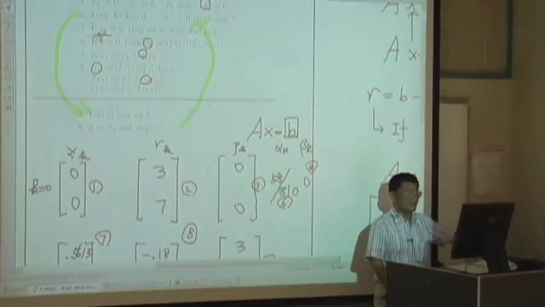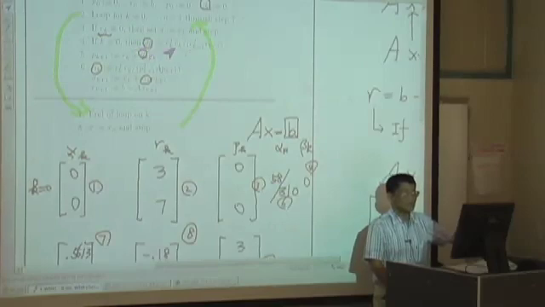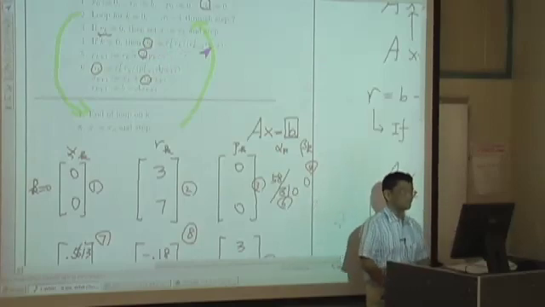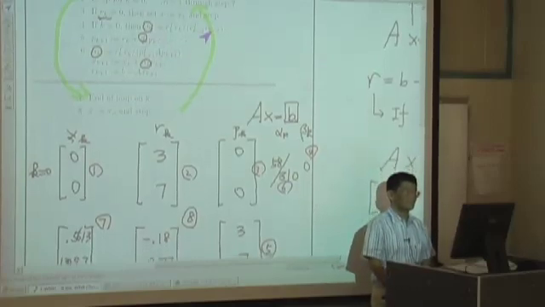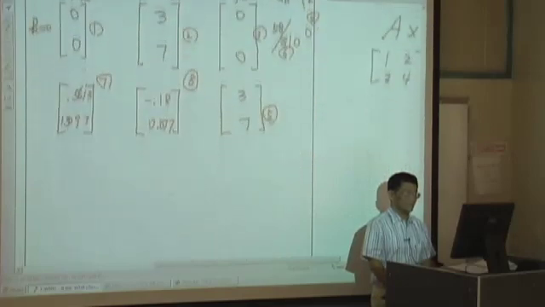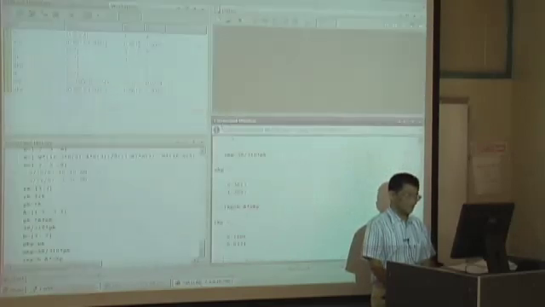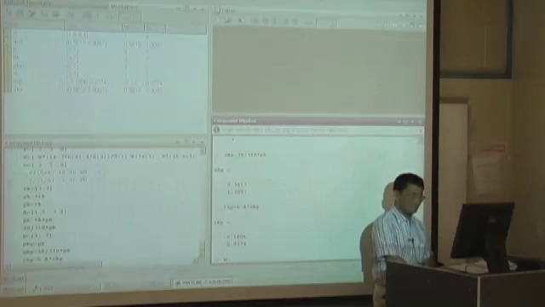We should determine the beta value. Beta value is initially assigned, but it's possible to calculate the beta value. So let's do it. Beta value should be calculated. So beta k equals r k transpose multiplied by r k.